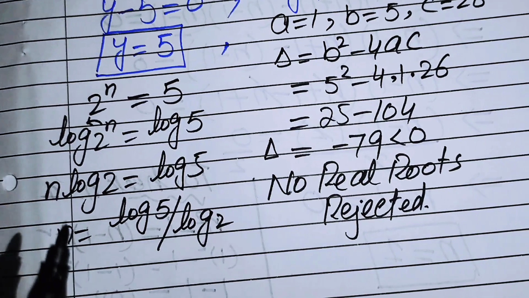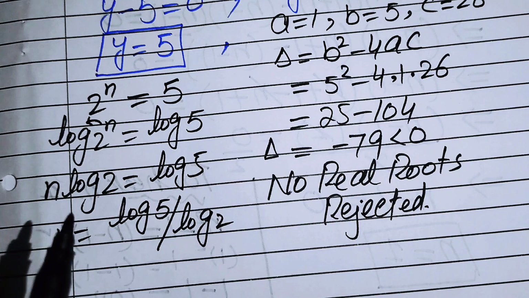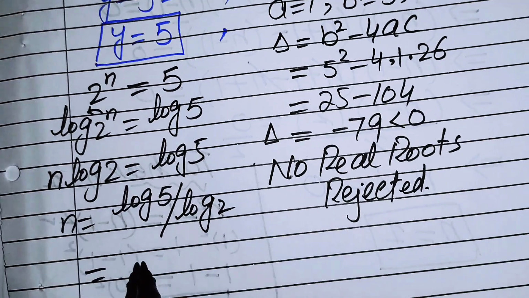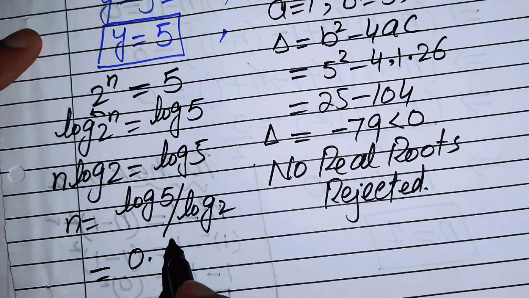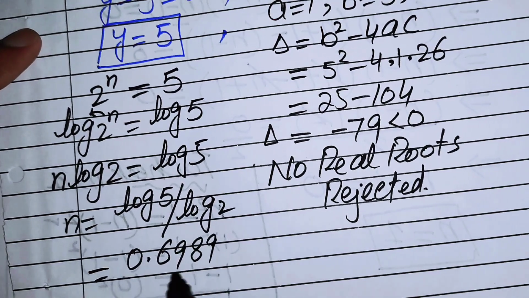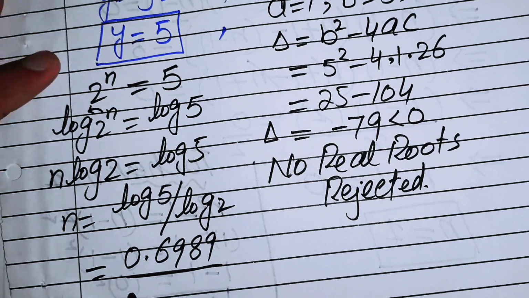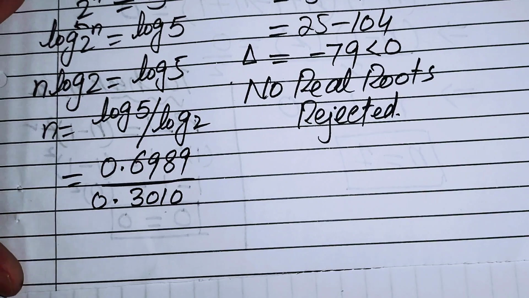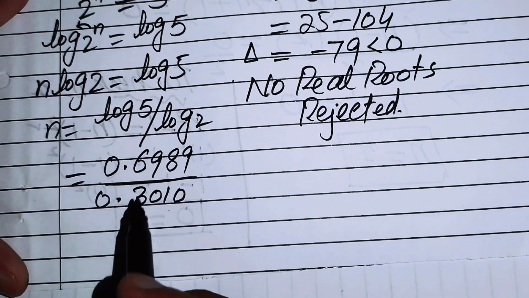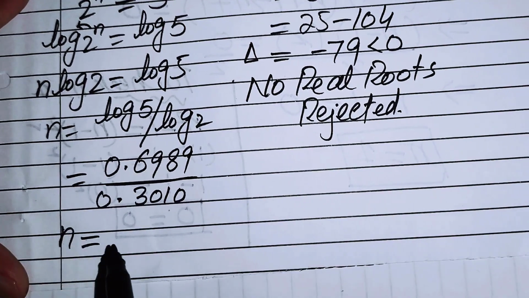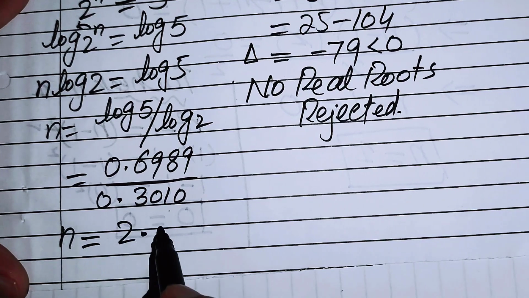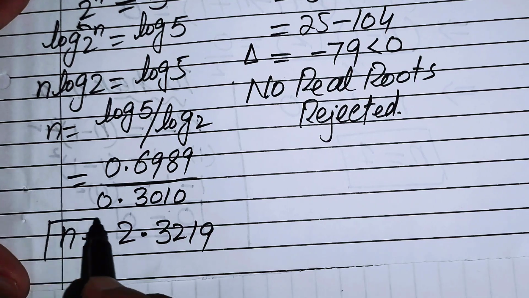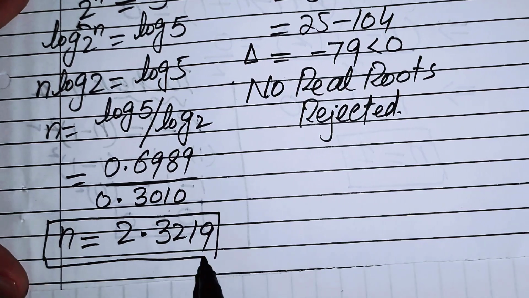And now you can use the calculator in order to find the values of log 5 and log 2. The value of log 5 is 0.6989, and the value of log 2 is 0.3010. When you divide these two values, finally you get the value of n is 2.3219. And this is our final answer to this question.